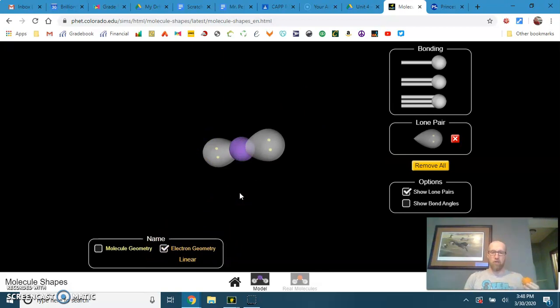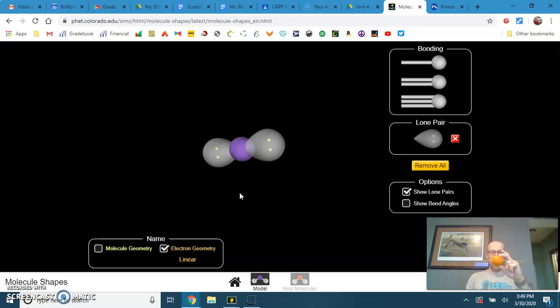Okay, now what if we had three groups of electrons? Again, they could be single bonds, double bonds, triple bonds, or lone pairs. Any of those things counts as one group. How would three groups spread themselves out around that middle atom so they could be as far apart from each other as possible? Well, it turns out that they would spread themselves out so that they were about 120 degrees separated from each other. That's how they get as far from each other as possible.